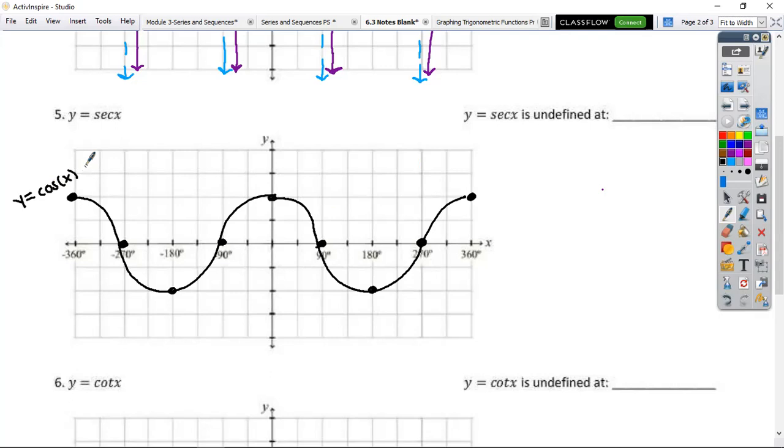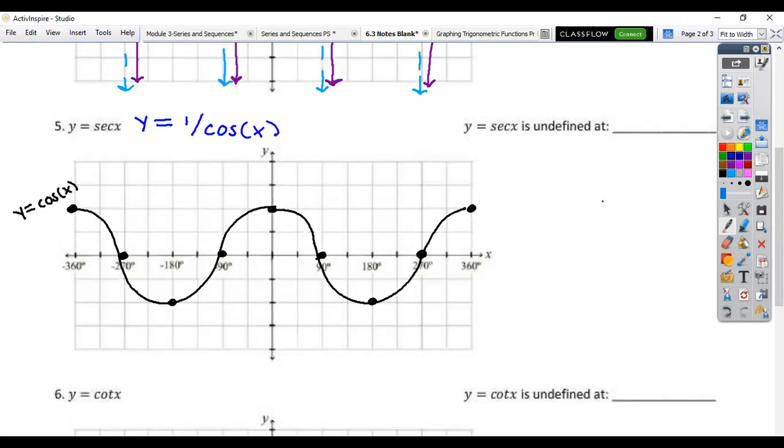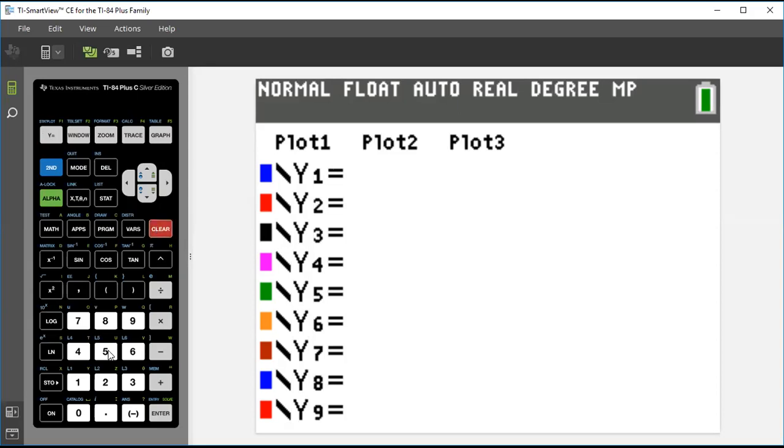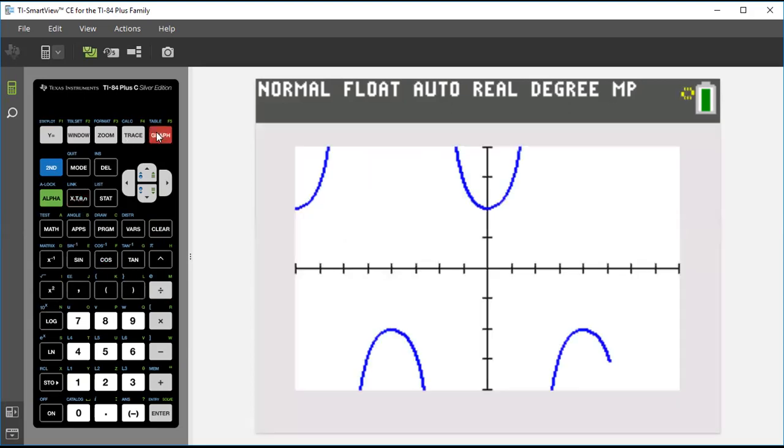Now I'm going to go to the calculator and we're going to graph secant of x. All right, so to do secant of x, you're going to type in y is equal to 1 divided by cos of x. And are there places where secant is also undefined? Yes. So back to the calculator. I'm going to change this to 1 divided by cosine of x to graph the reciprocal function. And you've got this image right here. So that's what you're going to place on your paper.